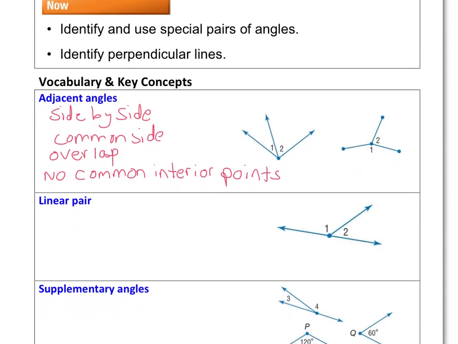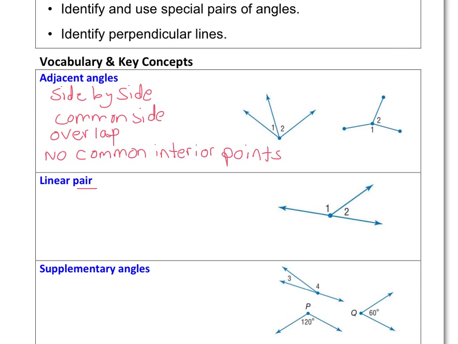A linear pair, well, pair means two, and linear, I guess you could say, is form a line. So you can kind of get from the name that a linear pair is two angles that form a line. And you can see very clearly in the diagram they are also adjacent. So 1 and 2 are adjacent and they form a line. So two adjacent angles that form a straight line.